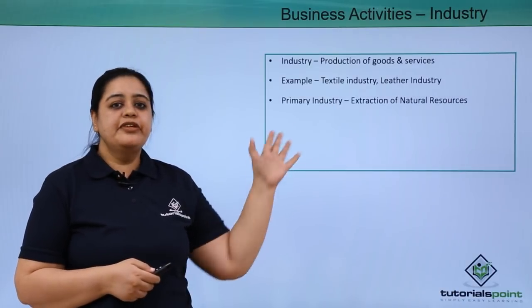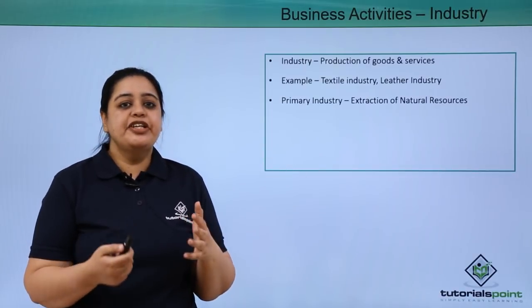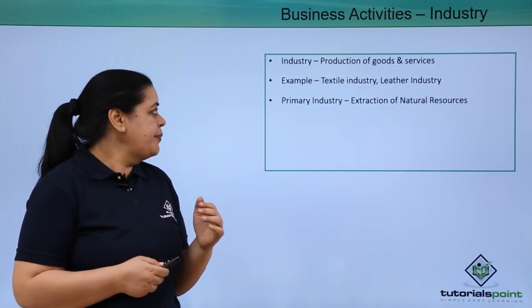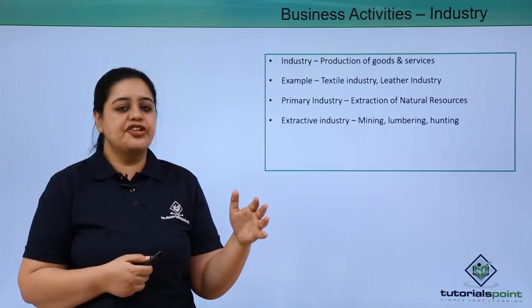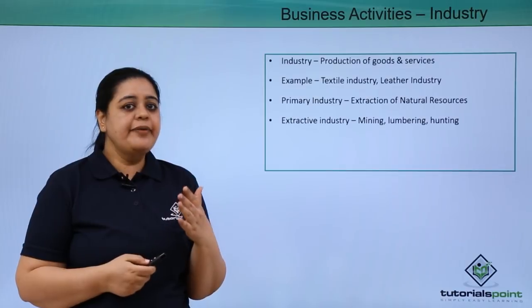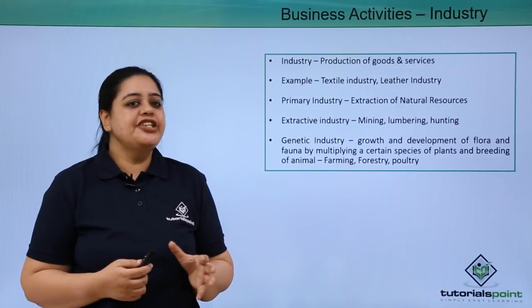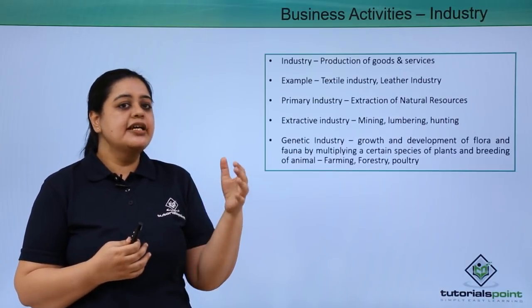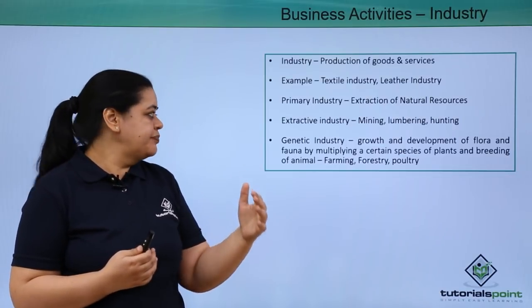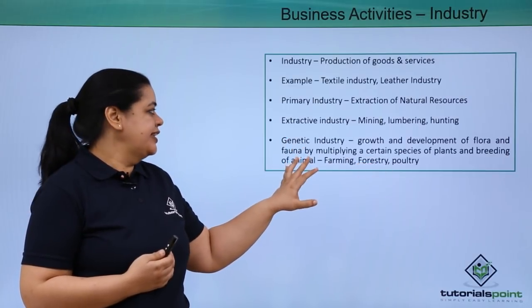Now, you remember under industry I said the subdivisions were primary. Primary is basically when it deals with extraction of natural resources. Extractive industry deals with mining, hunting and lumbering. Further, we had understood about the genetic industry. Genetic industry is when a certain kind of species of flora or fauna is grown by certain people. So farming, forestry, even poultry, they all come under genetic industry.